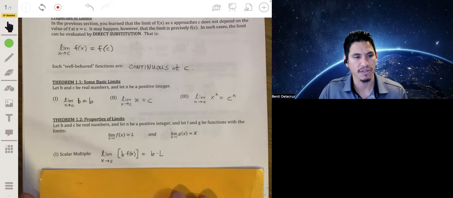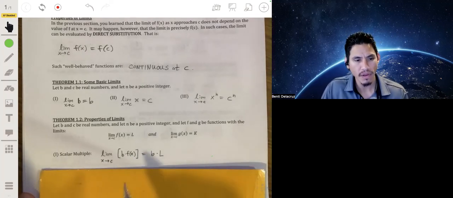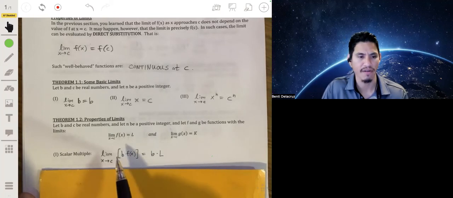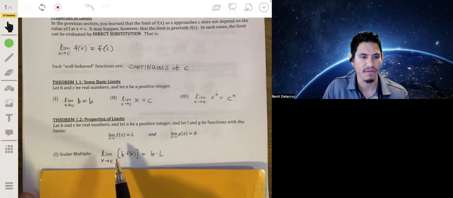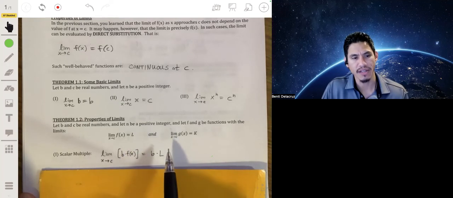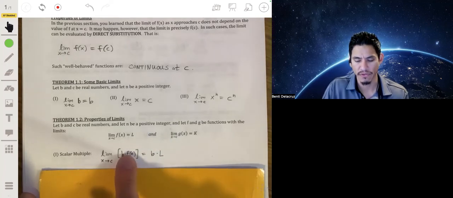All right, the first one is called a scalar multiple, and that basically means that you can multiply a limit by some constant number, like 5. If it's 5 times f of x, that's the same as finding the limit of f of x and then multiplying it by 5. So it doesn't matter if you do it before or after.